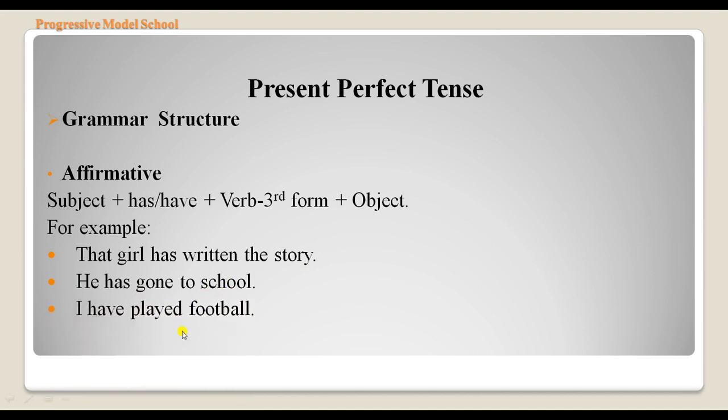I have played football. Here the subject I is not a third person singular, therefore we'll use the helping verb have, then the third form of the verb, and after that we'll write an object, that is football. They have gone to Karachi. Here they are the subject and they is not a third person singular, therefore we'll use the helping verb have. Gone is the third form of the main verb and Karachi is an object.